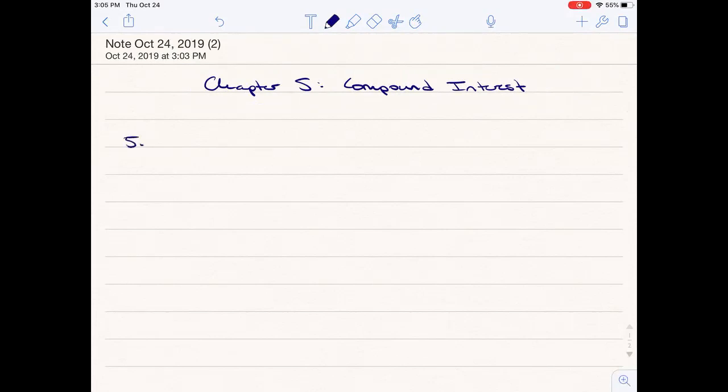As always, section 1 of all the chapters is called the basics. This is where we do a run-through of everything that's new, while making the connection to what it was in simple interest. So first, let's talk about what compound interest is.